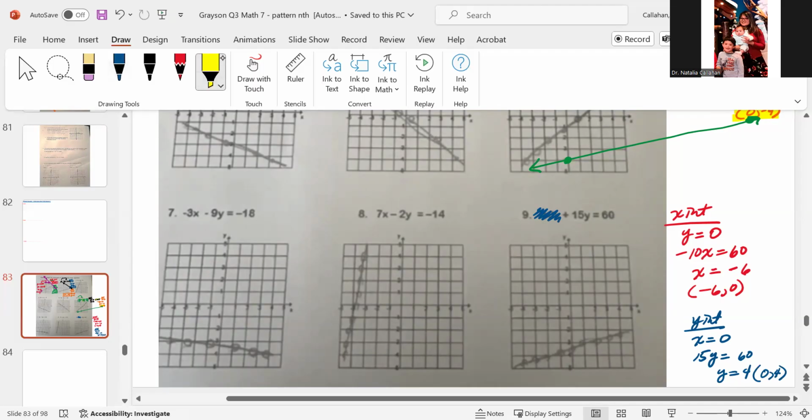Okay, you can fit 15 and 15 in 30 two times. 30 goes into 60 two times, so 2 times 2 is 4. You see that? Okay, so those are your 2 points. So let's go ahead and plot them.